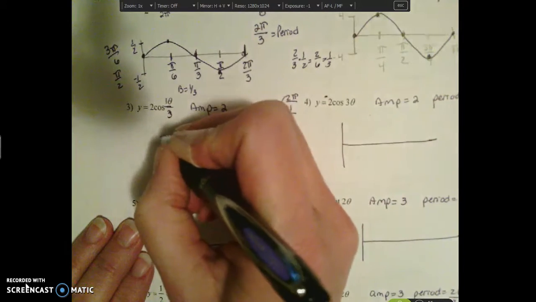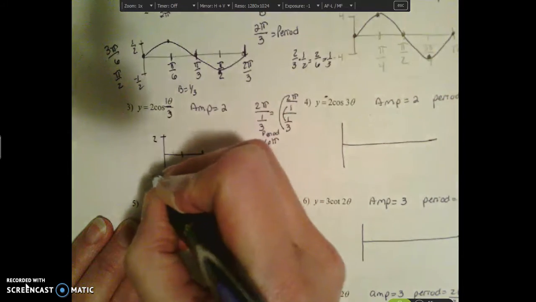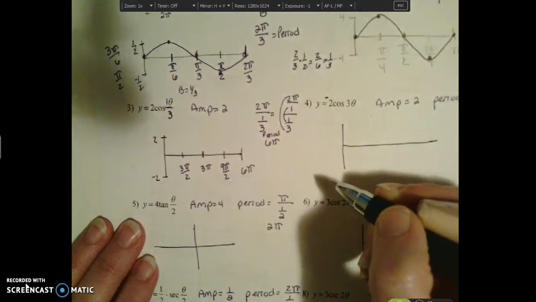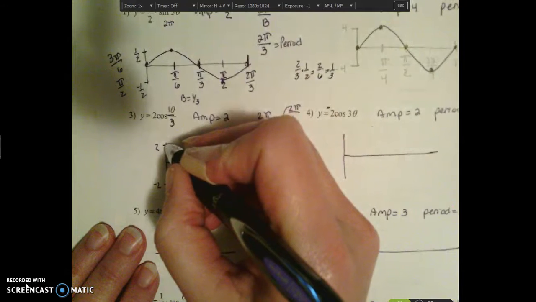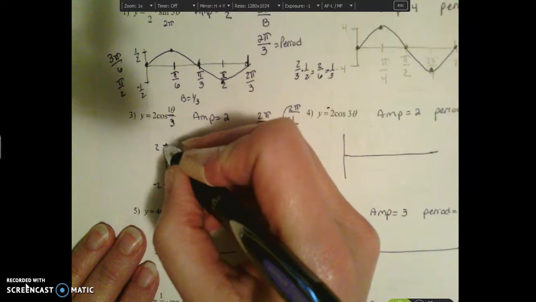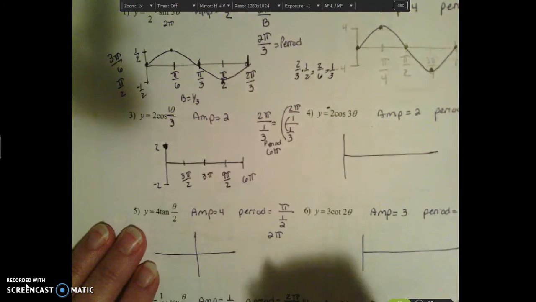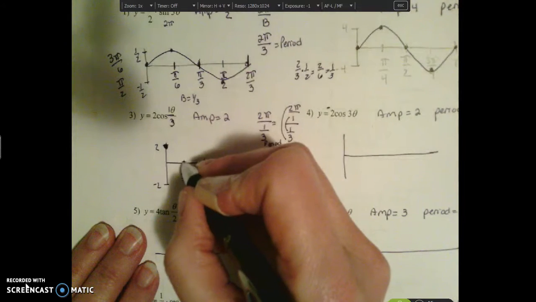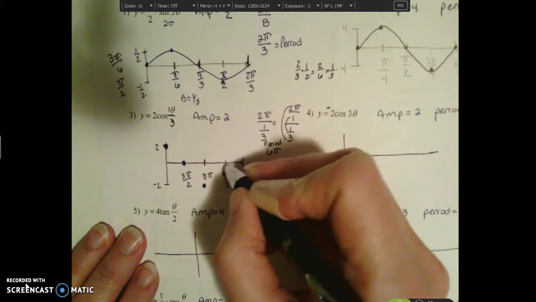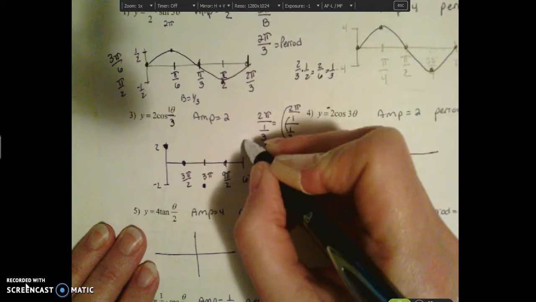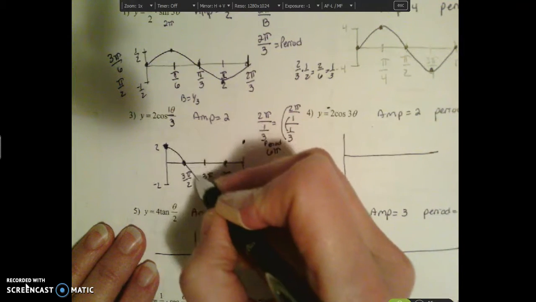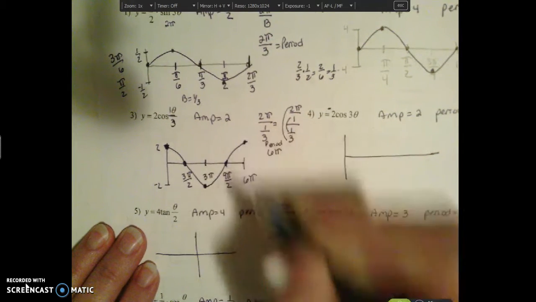Our amplitude is 2 and -2. So this time we want to start at 2 because cosine curve starts up. Come down here, down to -2, back up here, back up to 2, and this is our cosine curve.